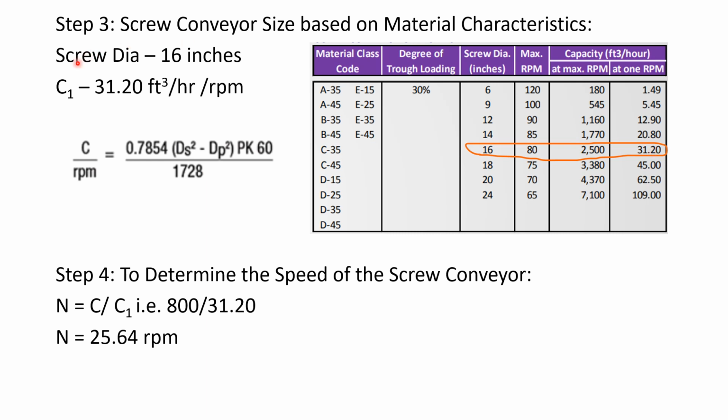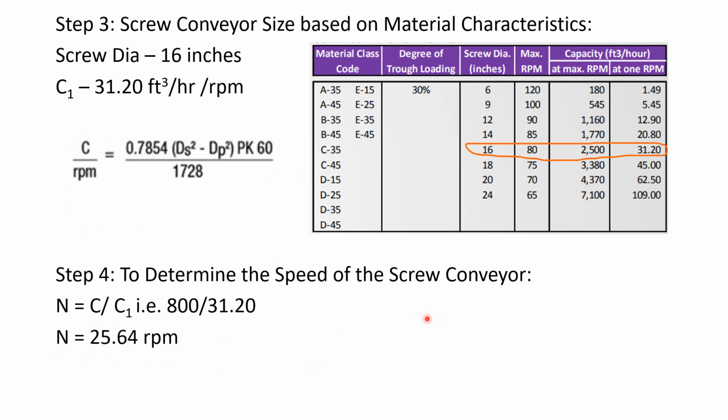Okay, so I have predefined that here, and based on this, I will use it in the further references. To determine the speed of the screw conveyor, N is equal to C by C1. So C, that is 800 cubic feet per hour, divided by C1. C1 we have got 31.2, or from this formula, whatever you get, you put here. So you will get the required speed.